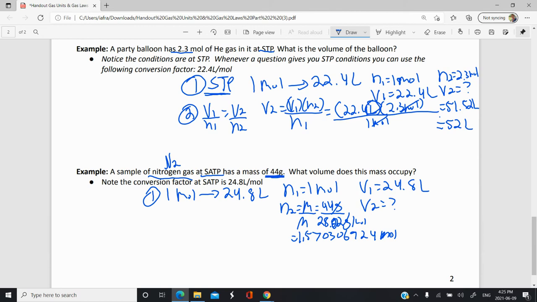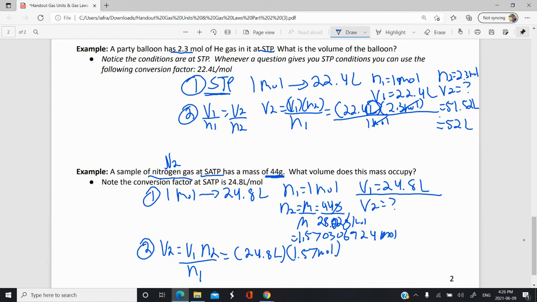So this should be a greater volume than 24.8, right? Because you're putting more moles in there than 1 mole. So we're going to go ahead and solve for this. We're looking for V2, just as we did in our previous question. V2 is equal to V1 times N2 over N1, which is 24.8 liters, multiplied by our N2, which is 1.57 moles.